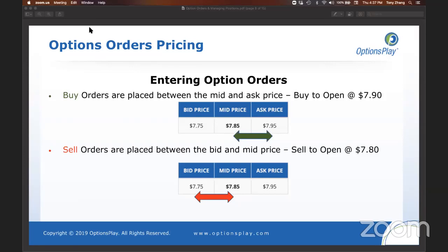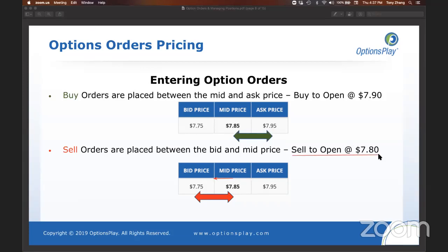And if I was trying to sell this call option, let's say I was selling a covered call or I was selling a put here, I would go 5 cents off of the $7.85. So I would take 5 cents off $7.85. So I would enter a sell to open order at, let's say, $7.80.